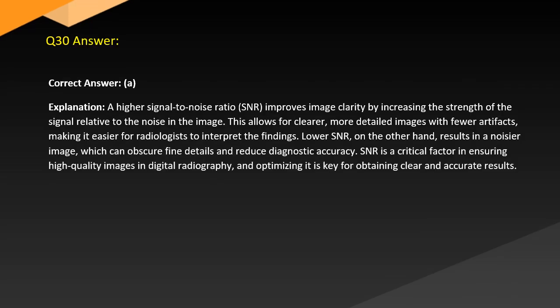Answer. Correct answer: A. Explanation. A higher signal-to-noise ratio (SNR) improves image clarity by increasing the strength of the signal relative to the noise in the image. This allows for clearer, more detailed images with fewer artifacts, making it easier for radiologists to interpret the findings. Lower SNR, on the other hand, results in a noisier image, which can obscure fine details and reduce diagnostic accuracy. SNR is a critical factor in ensuring high-quality images in digital radiography, and optimizing it is key for obtaining clear and accurate results.